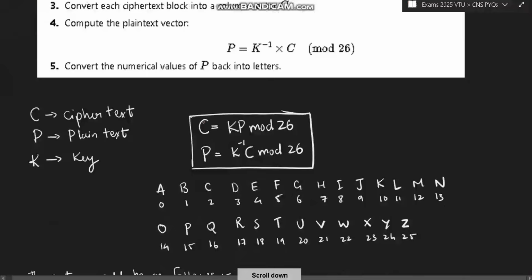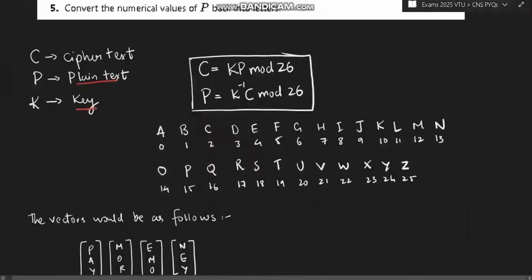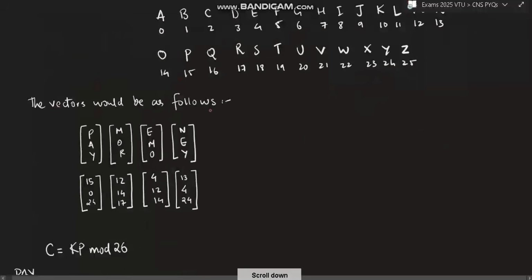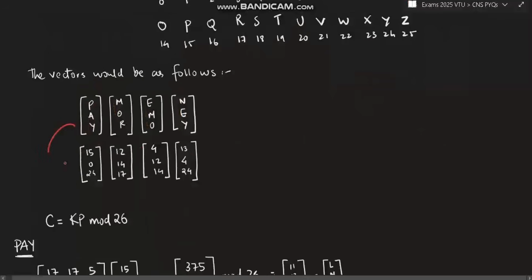Firstly, we'll be writing the formula. C is equal to ciphertext, P is plain text, K is key. This is the formula for calculating C. This is the formula for calculating P. These are the letters you have to write. The vector should be as follows: P A Y M O R E M E E M O N E Y. Okay, and convert it into the numeric equivalent using the above reference.